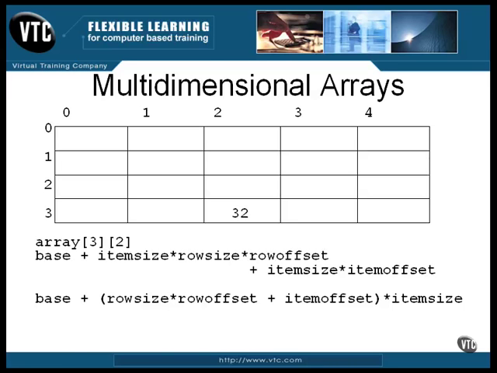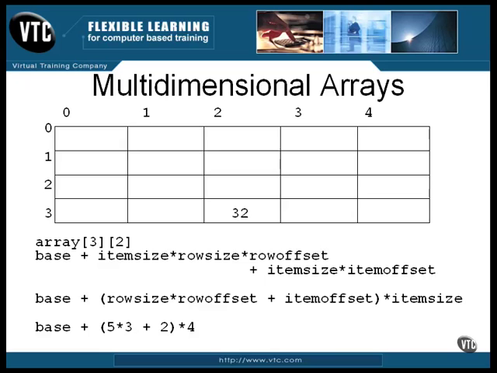In simple terms, you calculate the number of items that come before the one you want. Then you multiply that value by the size of each item, then add the result to the base address of the array. In this example, to address item 3.2, you would simply calculate the address this way. As you can see, it's nothing more than a base address plus a constant.